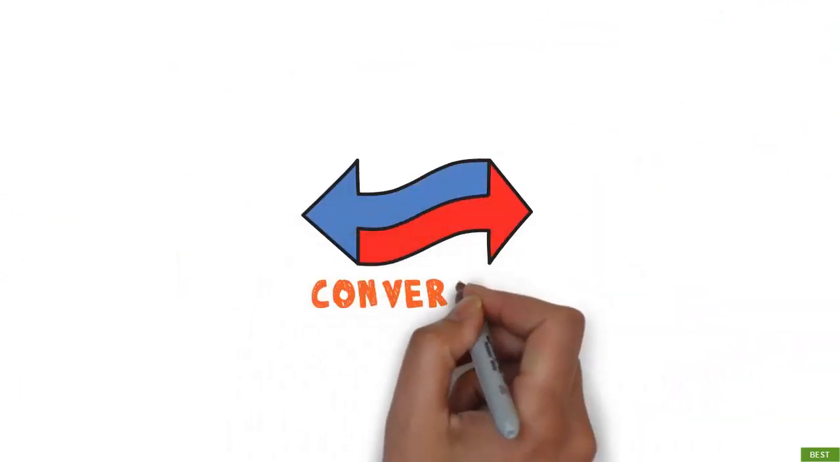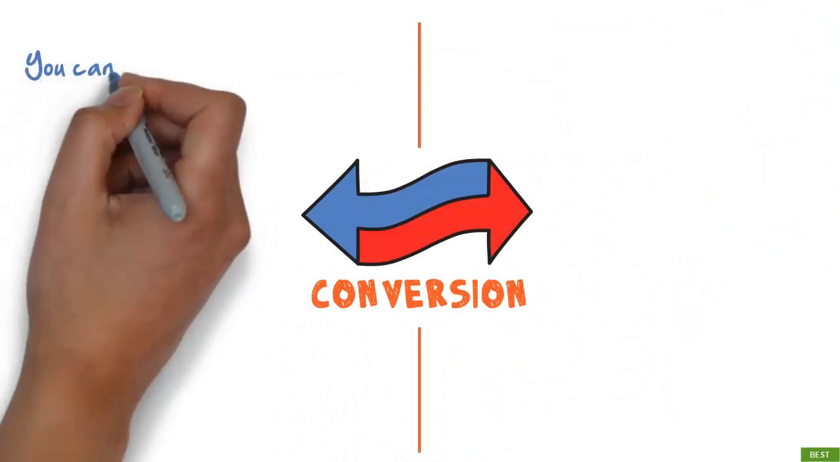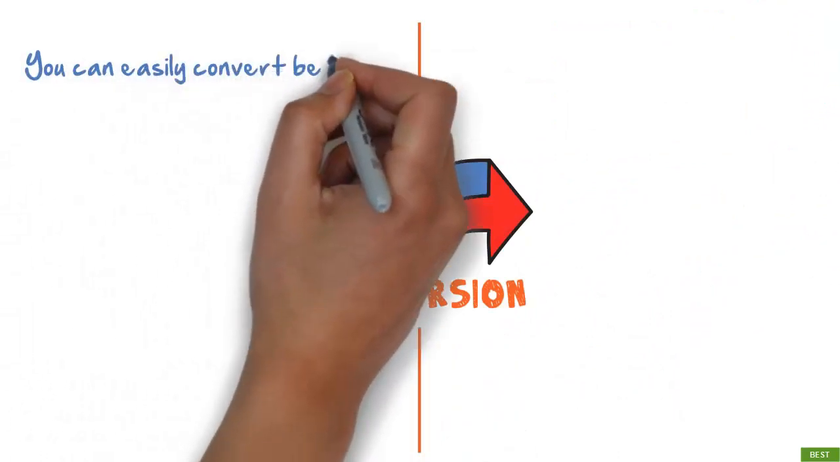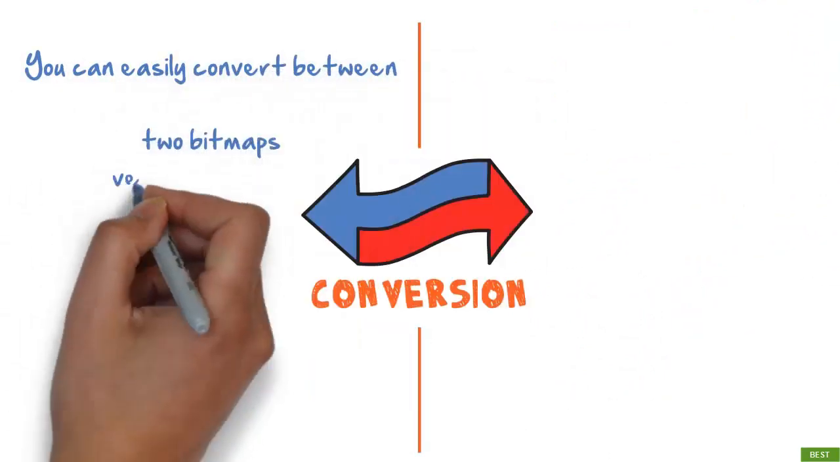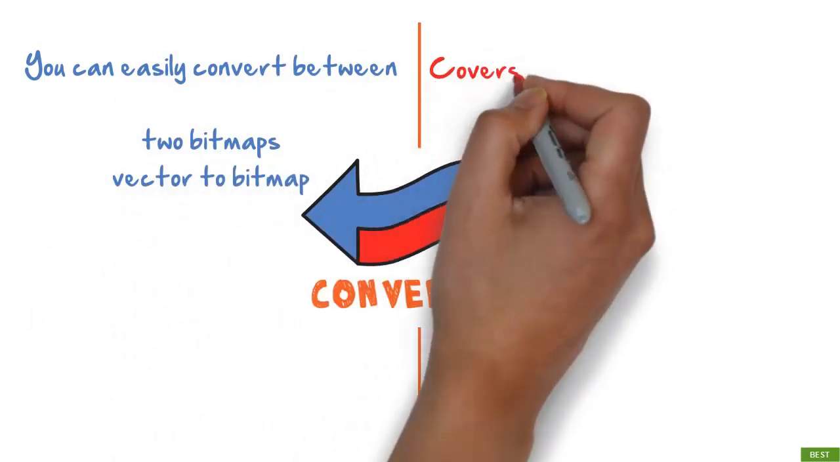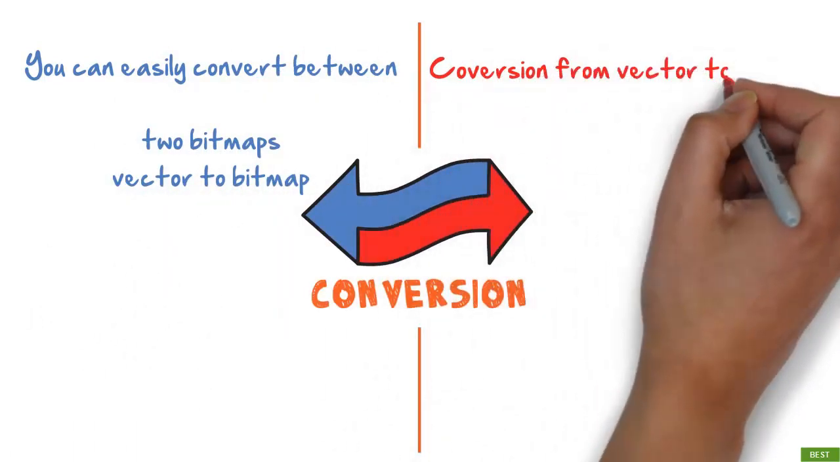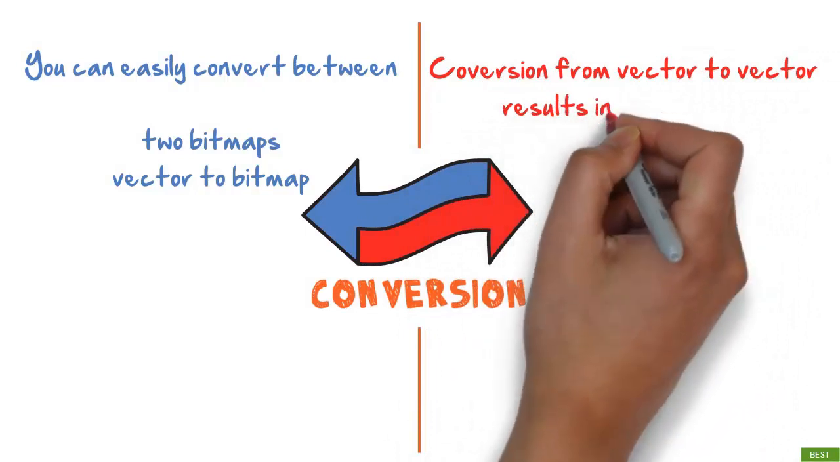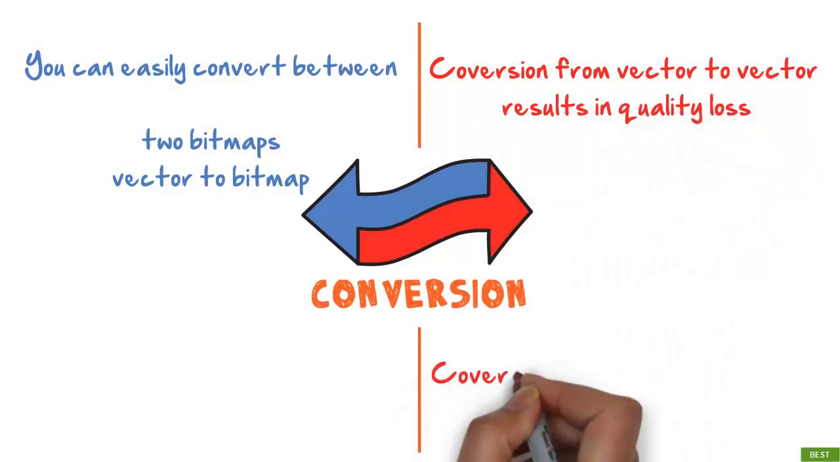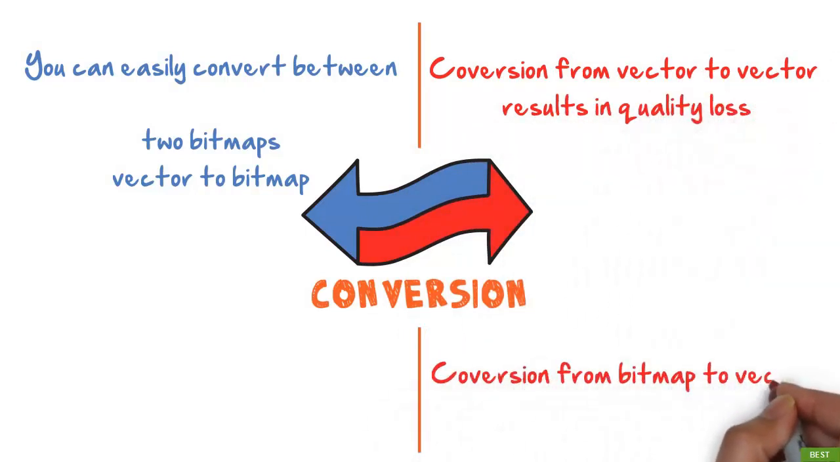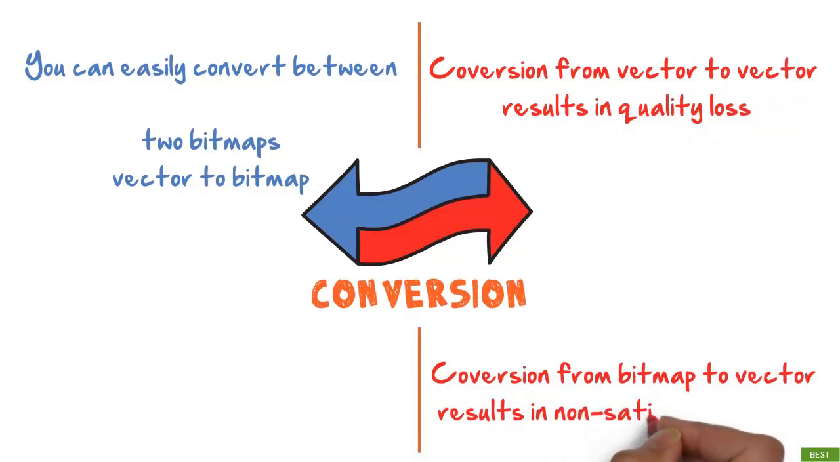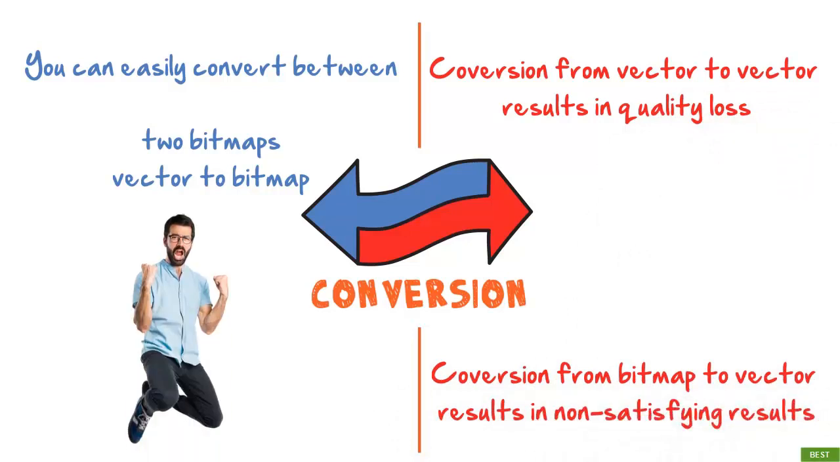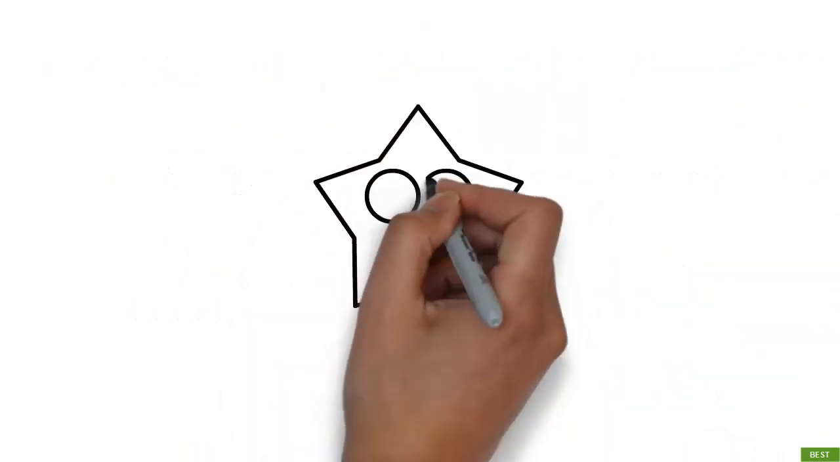The next check was conversion. Tuna read that you can easily convert between two bitmap formats. Also, it's easy to convert from vector to bitmap, but conversion from one vector to another vector is a process that results in quality loss, more than that which occurs during the conversion between two bitmaps. Also, the conversion from bitmap to vector is a really difficult process which results in unsatisfying results.